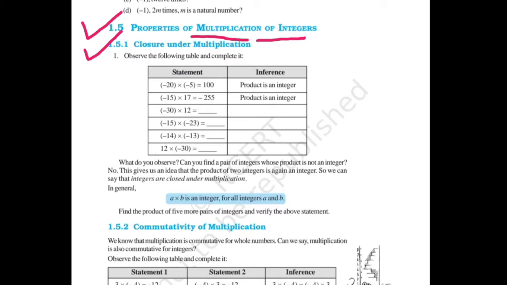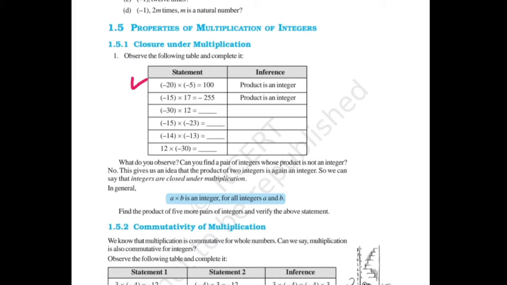if we take any two integers and multiply them, then the answer becomes also an integer. So that's why we can say that integers are closed under multiplication. Now some related examples.